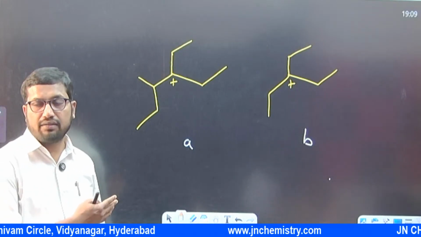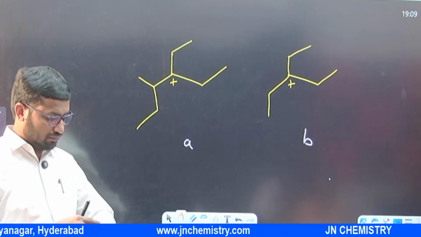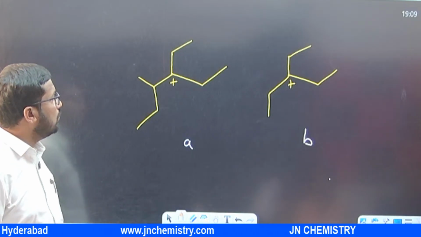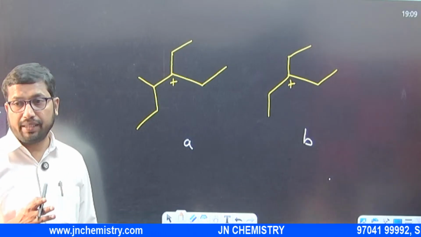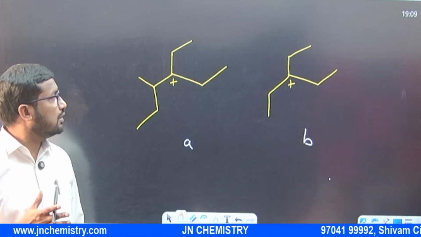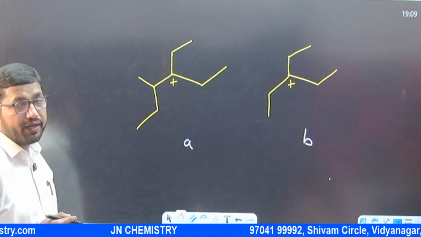Easy question only, right? Why are you taking this much time? B. B or A? How many alpha hydrogens in A?